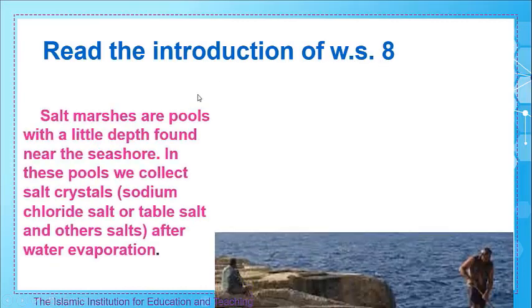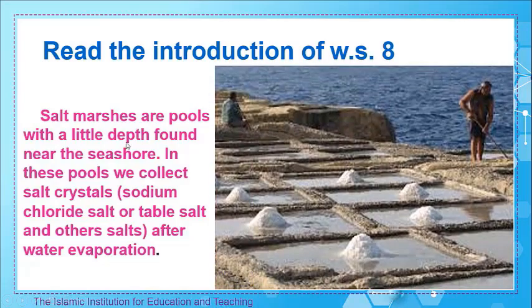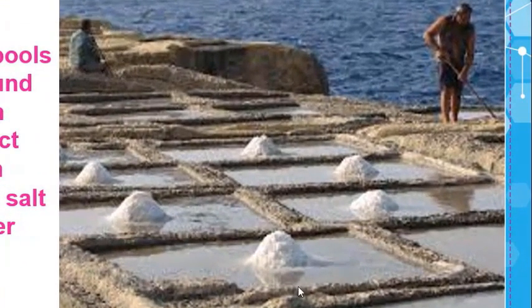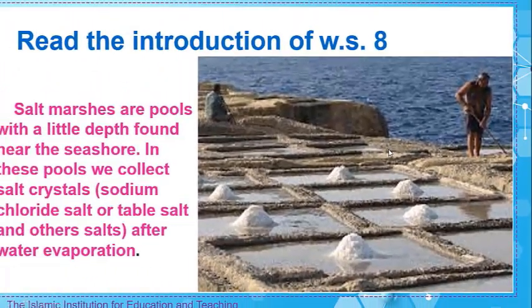Salt marshes are pools with a little depth found next to the seashore. As you see here, next to the sea, they build small pools to collect salt. They bring the water from the sea that contains salt, and by evaporating the water, they are able to collect the salt that we eat. Can we benefit from such a procedure? Think. Yes, and this is used as crystallization.